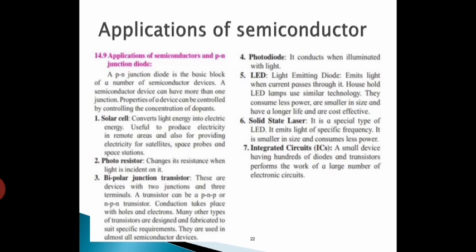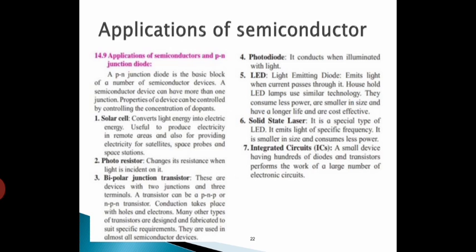Applications of semiconductors. A PN junction diode is the basic block of a number of semiconductor devices. A semiconductor device can have more than one junction. Properties of a device can be controlled by controlling the concentrations of dopants. First application is the solar cell. This solar cell converts light energy into electrical energy, which is useful to produce electricity in remote areas and also for providing electricity for satellites, space probes, and space stations.